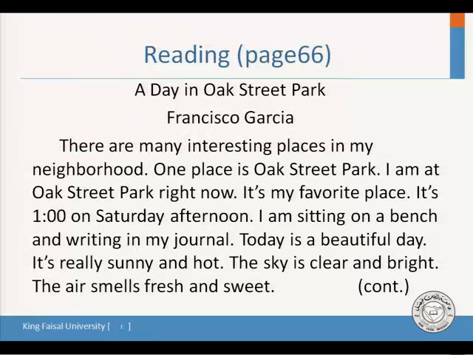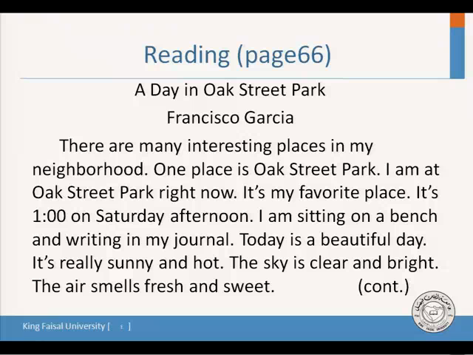Now, the reading passage in this lecture is a little bit longer than the passage in the previous lectures. The title is A Day in Oak Street Park by Francisco Garcia. Francisco is writing about a park. He is describing this park. Let's read the slides together and then we will discuss everything in detail.